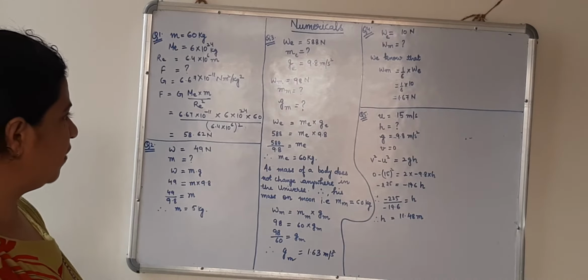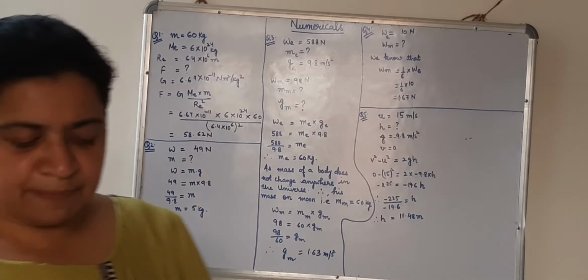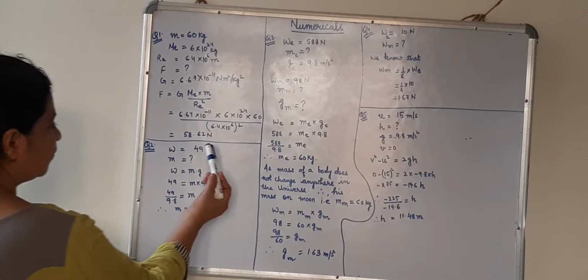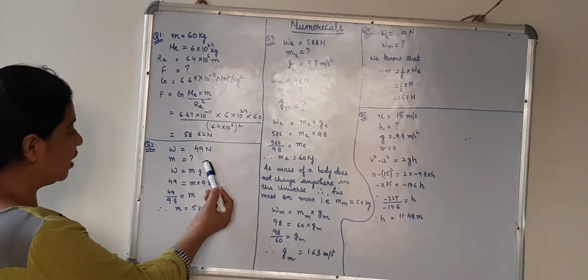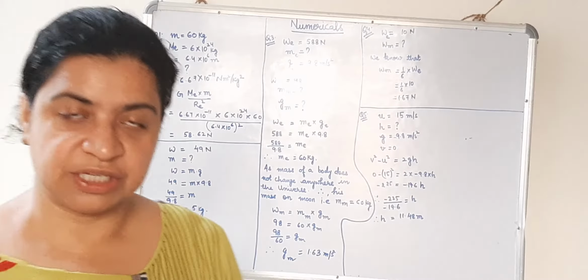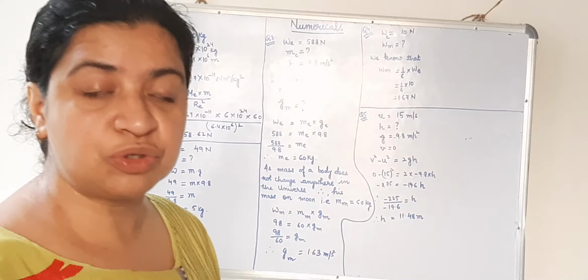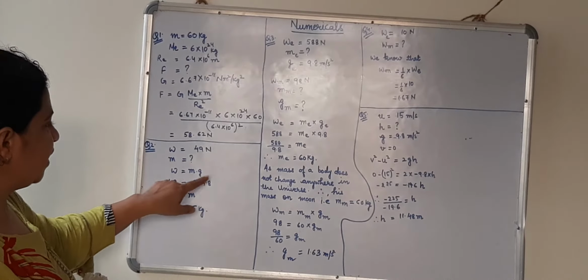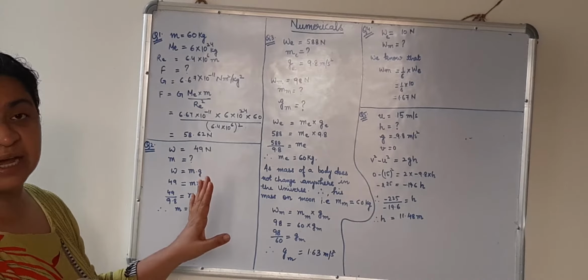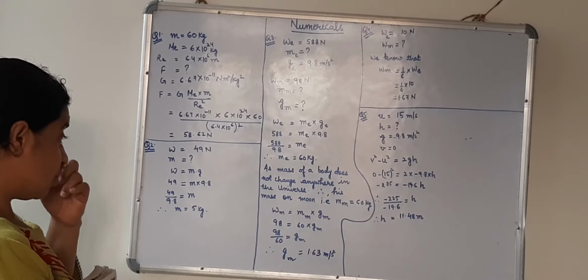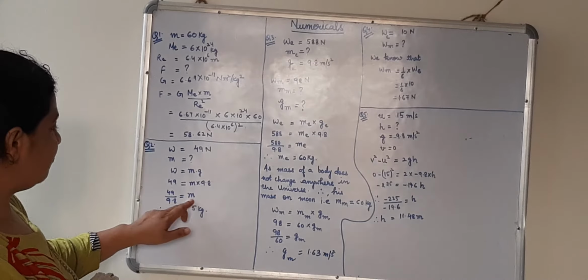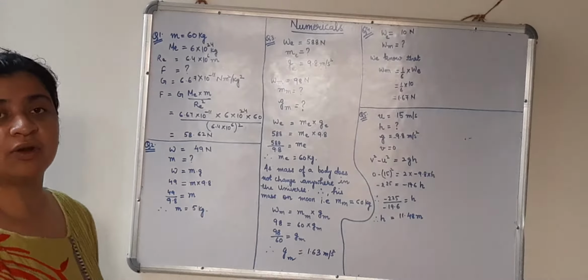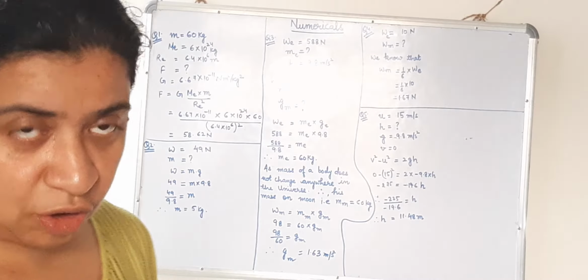I have taken a very simple one. What is the mass of an object whose weight is 49 Newton? Weight of the object is given here. Mass we need to calculate. We know that weight is equal to mass into g, small g, which is acceleration due to gravity. So weight is 49 Newton, m we need to calculate, and g if we are not given, we are going to take 9.8 meter per second square. So m will be 49 upon 9.8, that is equal to 5 kg. This is how we calculate the mass if we are given the weight of an object.